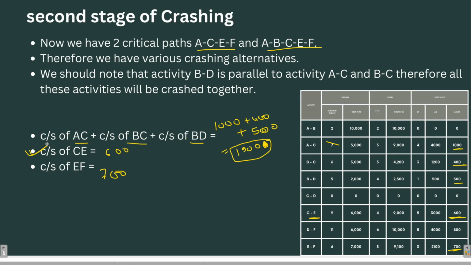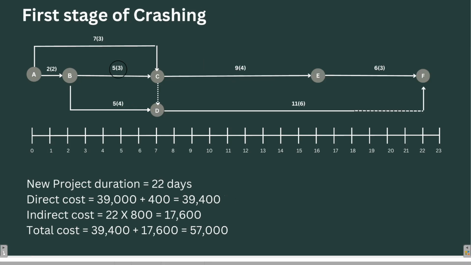So let's crash CE. Now here it is very important to note that the CE original normal duration is 9 days, while the crash duration is 4 days. So we can crash it for 5 days. We have a crashing potential of 5 days. But if we reduce it for 5 days, look at the parallel activity, this one, DF.